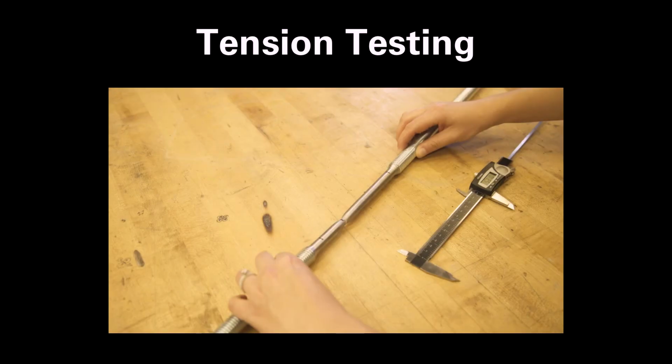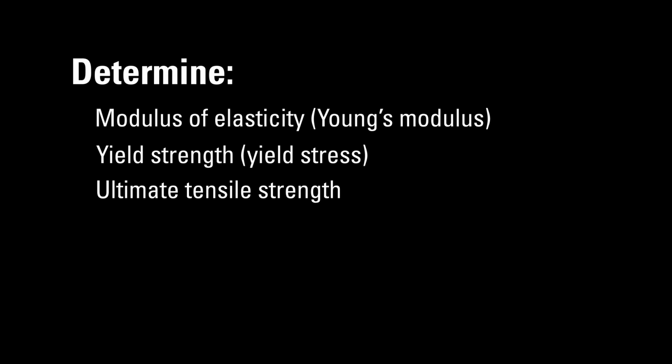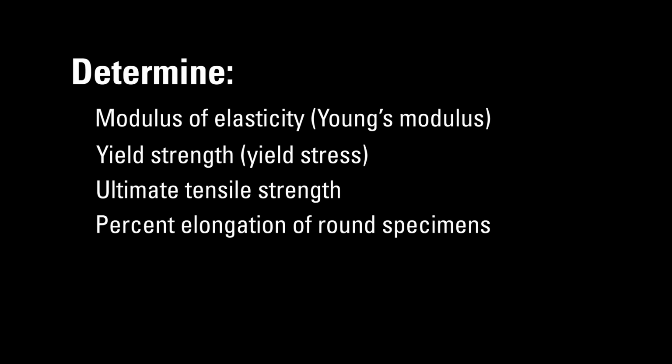This video provides a summary of the tension testing procedure detailed in ASTM A370, Mechanical Testing of Steel Products. The purpose of this test is to determine the modulus of elasticity, also known as Young's modulus, yield strength, also known as yield stress, ultimate tensile strength, and percent elongation of round specimens.